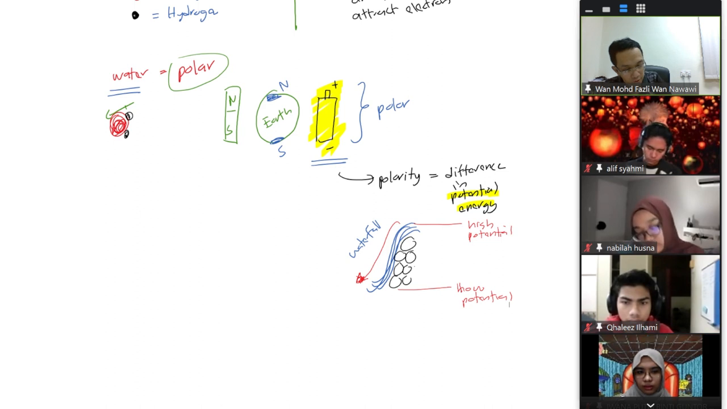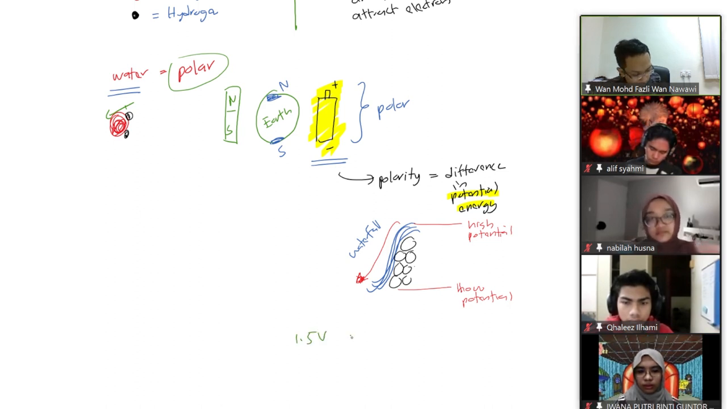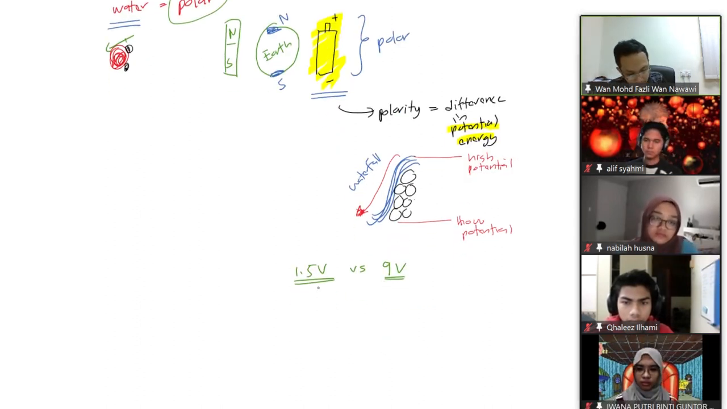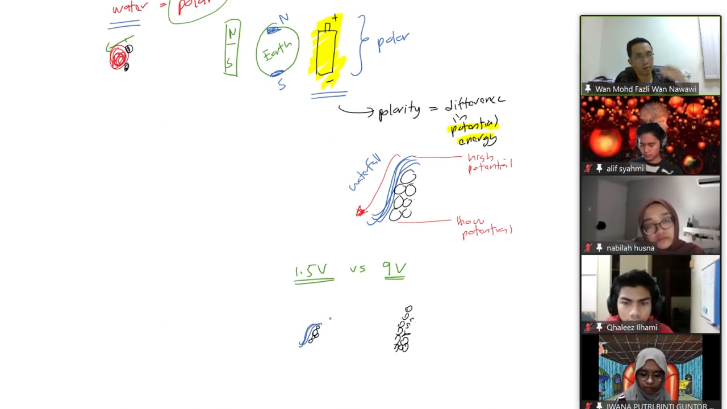So when you see the battery like 1.5 volt versus 9 volt, the difference between them is the difference in potential. So you can view the 1.5 volt battery like a very small waterfall, and 9 volt like a very high waterfall. So the difference between potential energy is not too great for 1.5 volt. But with 9 volt, you have more difference in the potential energy, so the waterfall becomes so high. So that's the difference in terms of battery.